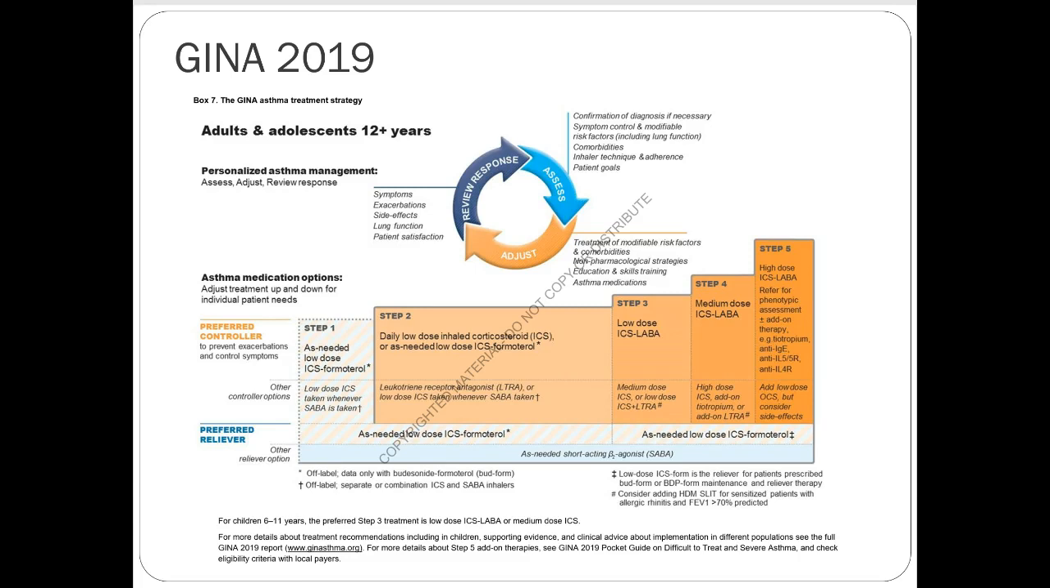So anyway, GINA in 2019 came out and said, well, we used to say, so what did step 1 used to be if this is such a big change? Step 1 used to say, if your asthma is well controlled, all you need is a short-acting beta agonist. Just have your albuterol on hand, take a puff of it if you get a symptom, and that's it.